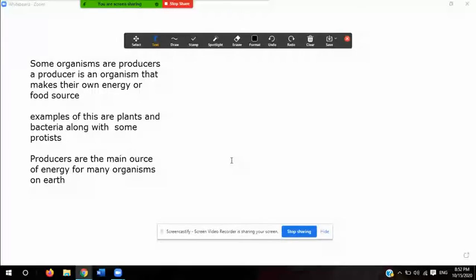Producers are the main, or can be the main, source of chemical energy for most organisms on Earth. Again, we go to the example: a rabbit eats grass, a wolf eats a rabbit. A wolf obtains certain nutrients from the rabbit because the rabbit ate plants. And it sounds all Lion King-y, but it's the circle of life, right? Basically, we're all interconnected. And of course, now we're going to go into photosynthesis, or at least the overview of photosynthesis.